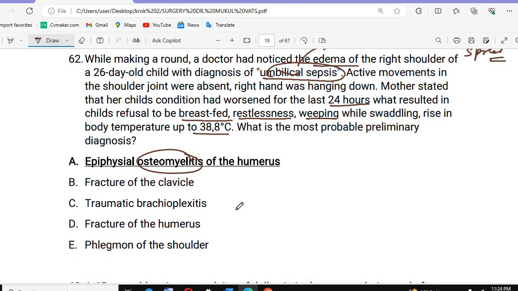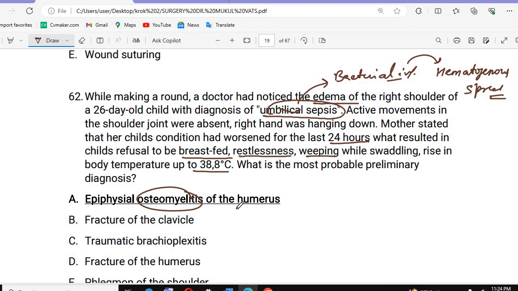In osteomyelitis, the metaphysis is most commonly affected, because in the metaphysis there are hairpin loop like structures, and also there are more blood vessels. But in the question they mention the epiphysis, that's why we will choose epiphyseal osteomyelitis of the humerus. Why the humerus? Because they have seen that the shoulder joint movement was absent and the right hand was hanging down, and that's why we will say this is the humerus type of condition.